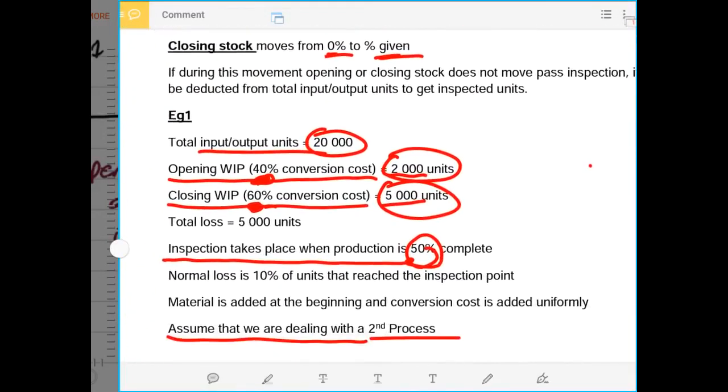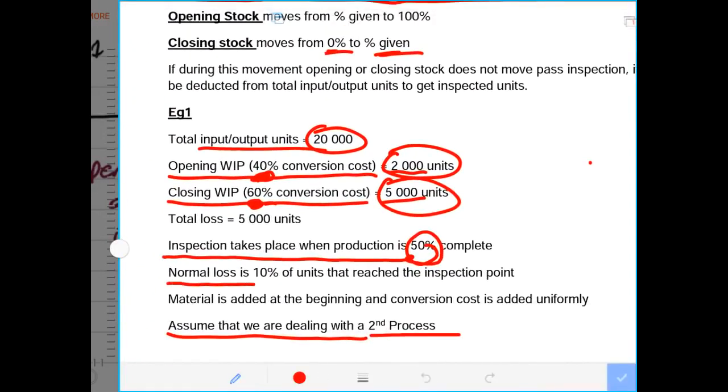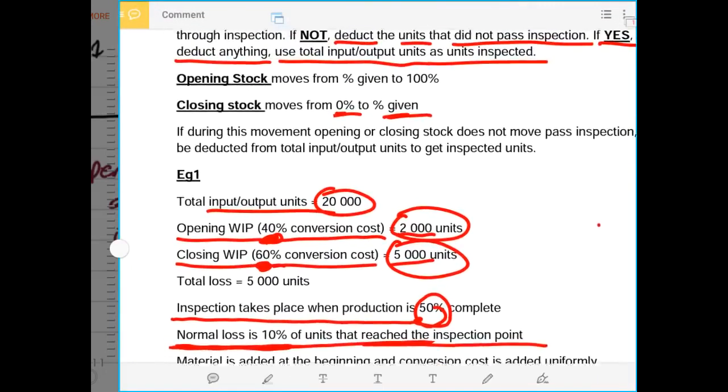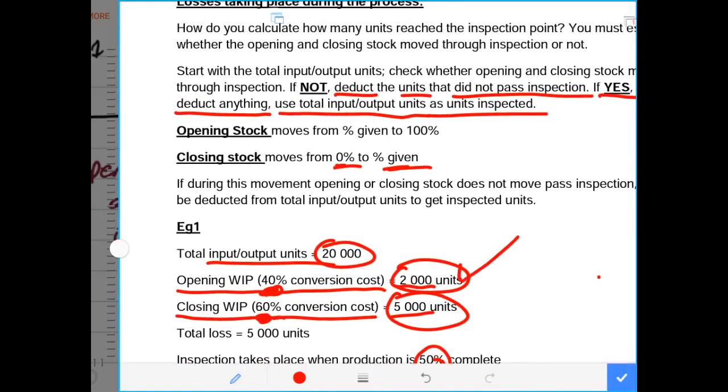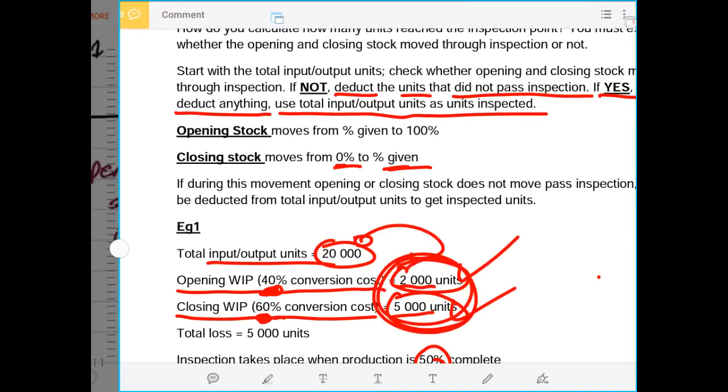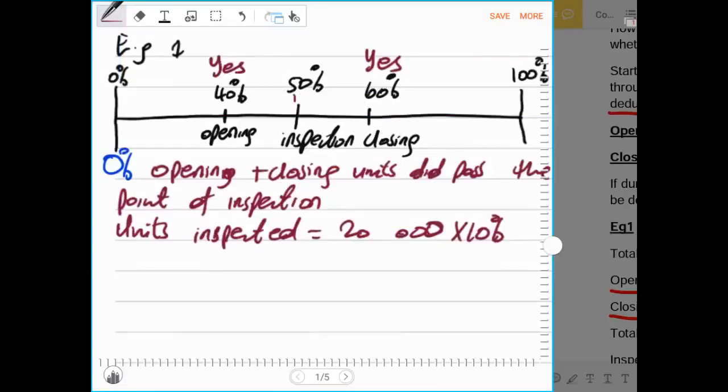We were told that normal loss is 10% of the units that reach the point of inspection. All these units reach the point of inspection, meaning the opening reached the point of inspection and the closing reached the point of inspection, and both are already included in that 20,000. That is why we do nothing, because they are already inside. But if they did not pass the point of inspection, we would remove them and not inspect them. Then they would not be included in the calculation of the normal loss or units to be inspected.